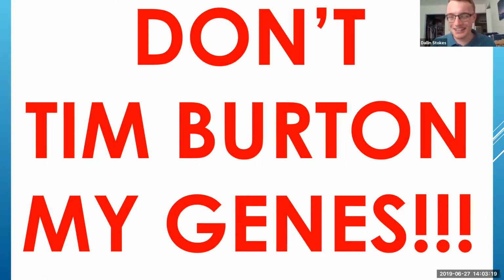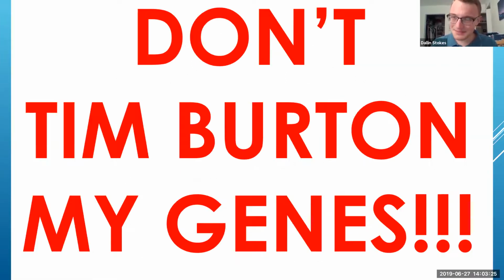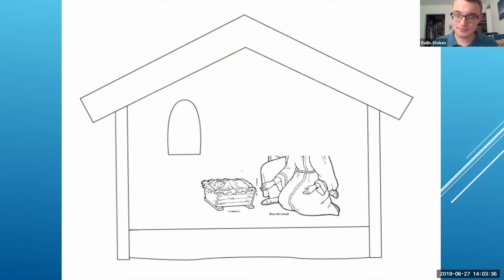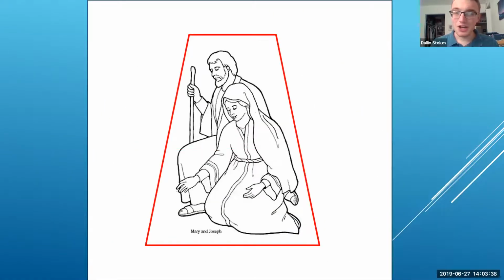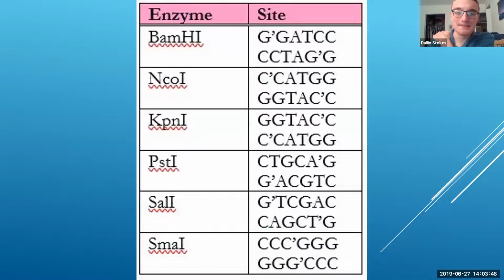Don't chop in the middle of a gene. Whatever you do, don't chop Joseph and Mary in half. Don't Tim Burton your jeans. We don't want just the legs showing up. That's creepy. We want all of Joseph and Mary. That's why we have to cut before and after. We want to go all the way around Joseph and Mary so that all of them shows up. Now, that's why we need to cut in those white spaces.